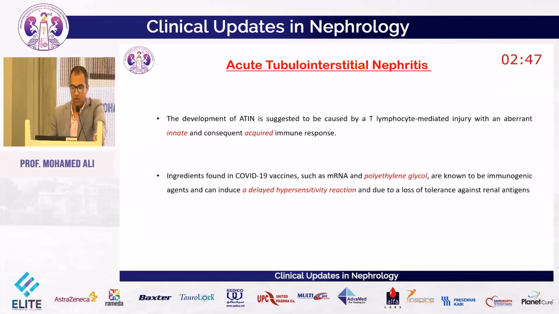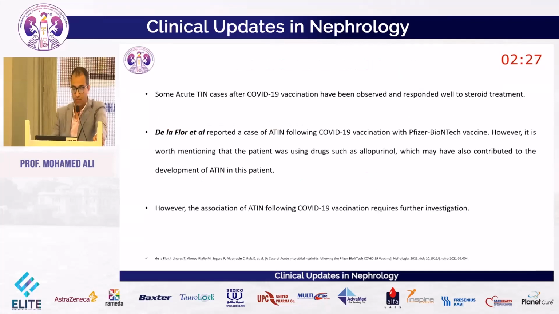About acute tubular interstitial nephritis, its development is suggested to be caused by a T lymphocyte-mediated injury with an apparent innate and consequent acquired immune response. Ingredients found in the COVID-19 vaccines, such as mRNA and polyethylene glycol, are known to be immunogenic agents and induce delayed hypersensitivity reaction. Some acute TIN cases after COVID-19 vaccination have been observed and responded well to steroid treatment.